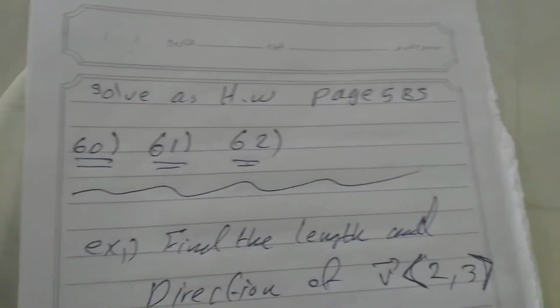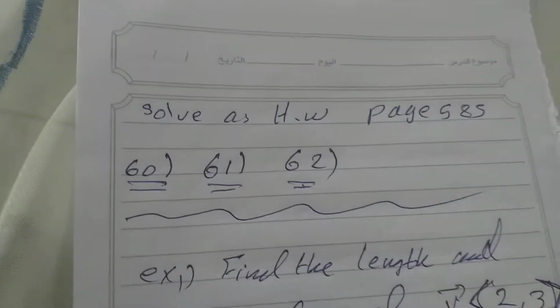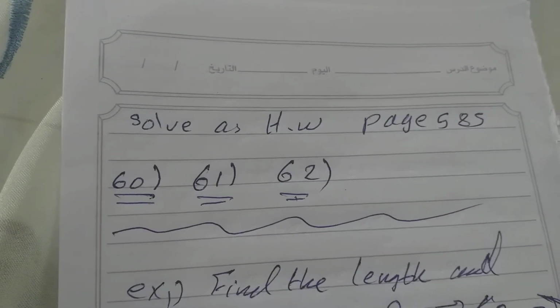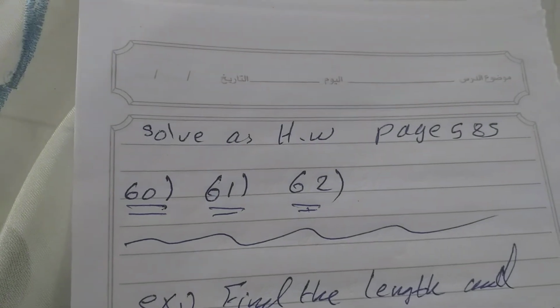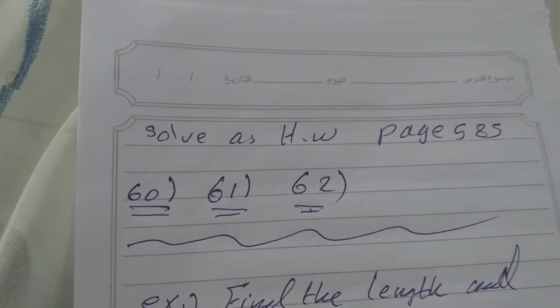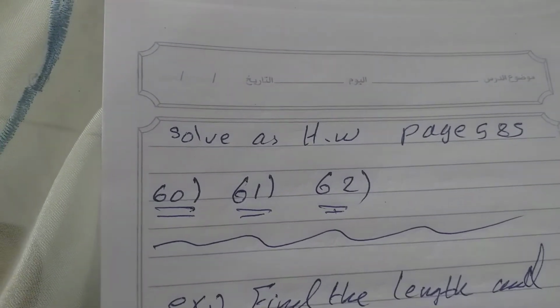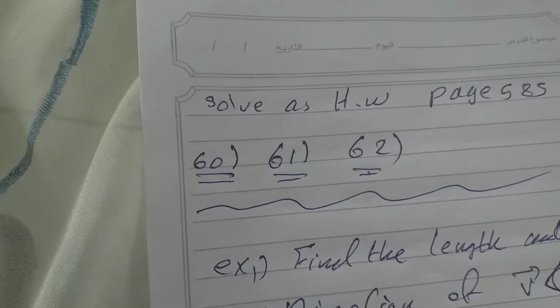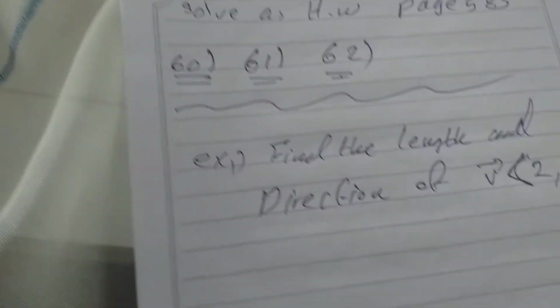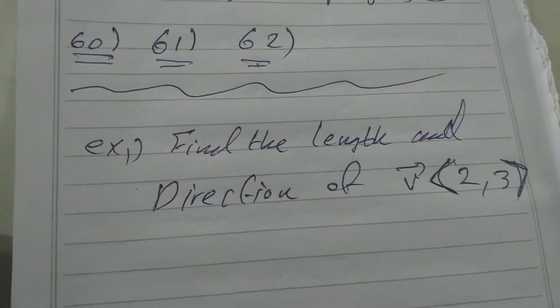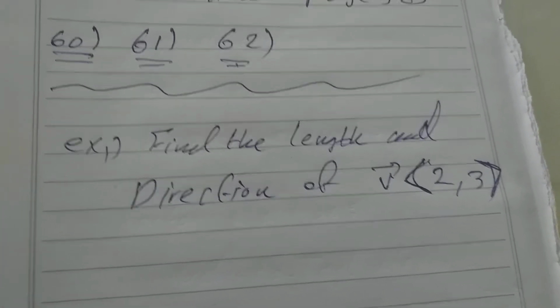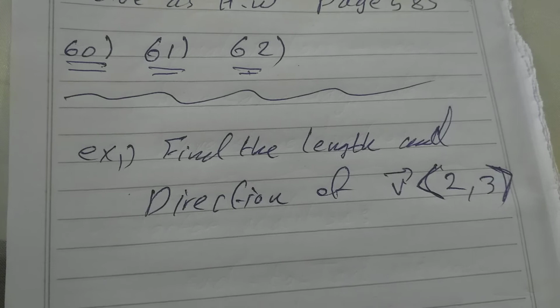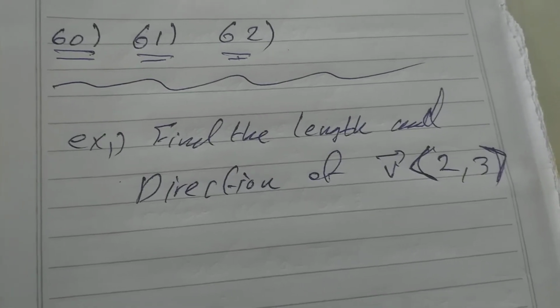As homework, I will talk about the questions on page 585 in your math book. If you don't have the book, I will give you the image of page 585. Then I will ask you to find the length and the direction of the vector V with the coordinates 2 and 3 as homework.